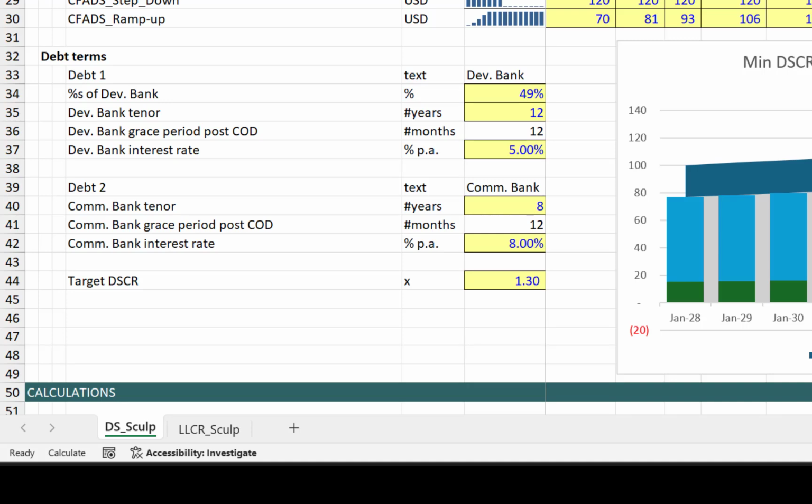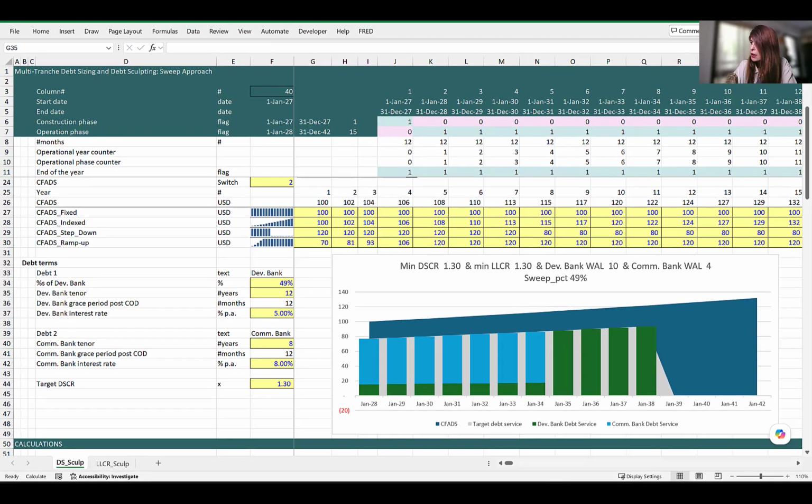And the lenders, they agreed on a base case DSCR of 1.3, which basically means that for $1 of every debt service, the project needs to generate $1.3 in cash. And we're going to use that DSCR for our debt sizing and debt sculpting.